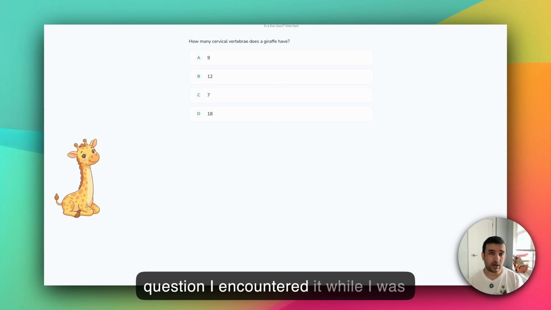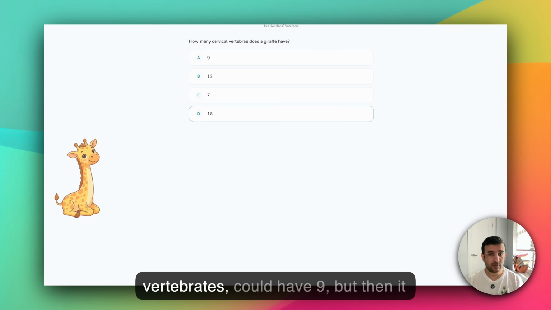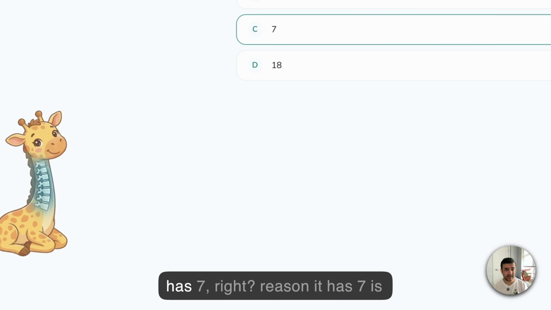This question I encountered while I was preparing for my medical entrance exam. And the question is, how many cervical vertebrae does a giraffe have, right? If you think about it, a giraffe has a pretty long neck. So it could have like 18 cervical vertebrae, could have 12 or 9, but then it has 7, right?